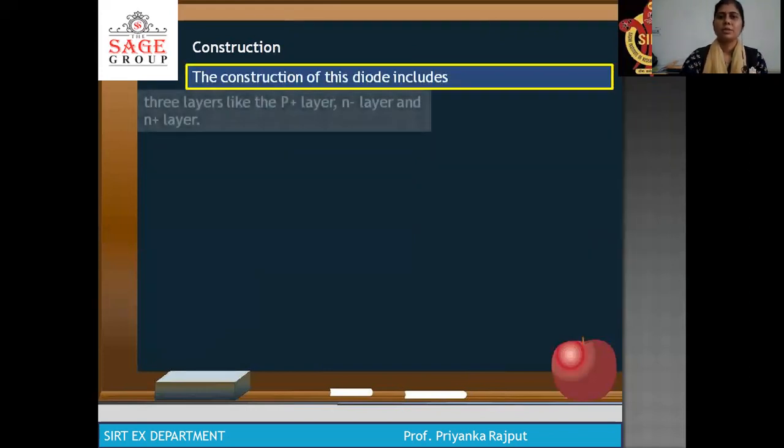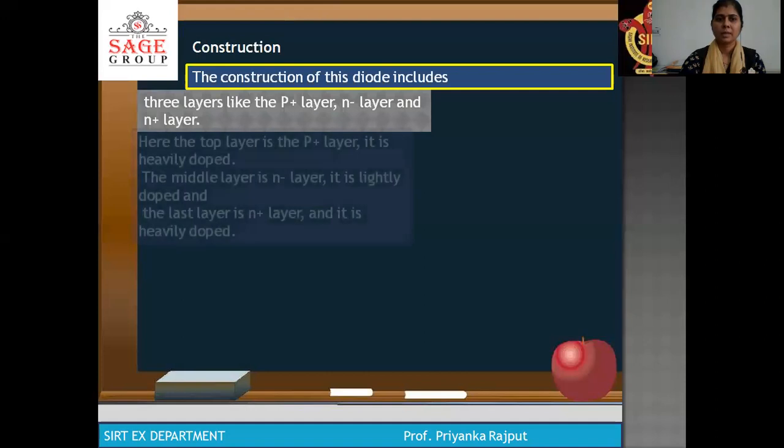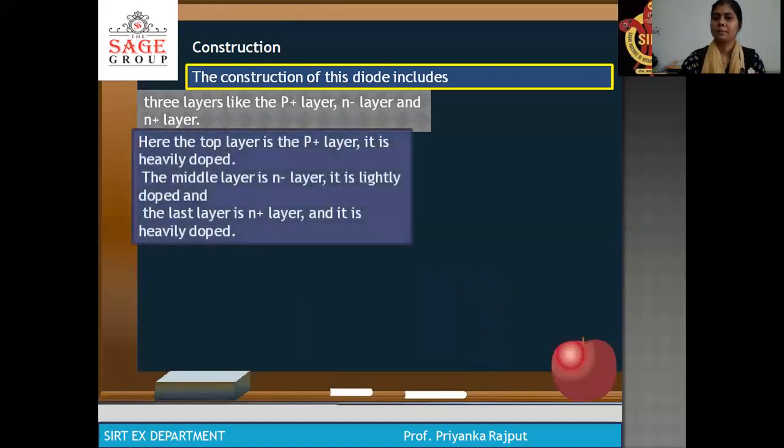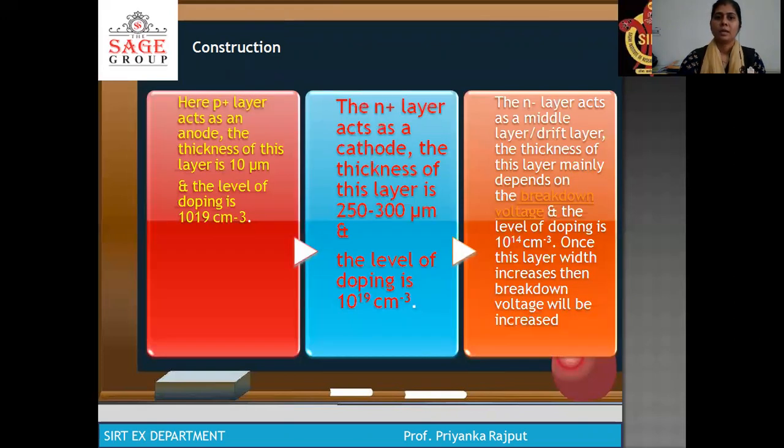The construction of this diode includes three layers: P plus, N minus, and N plus. Here, the top layer is the P plus layer, which is heavily doped. The middle layer is the N minus layer, which is lightly doped. And the last layer is the N plus layer, which is heavily doped.